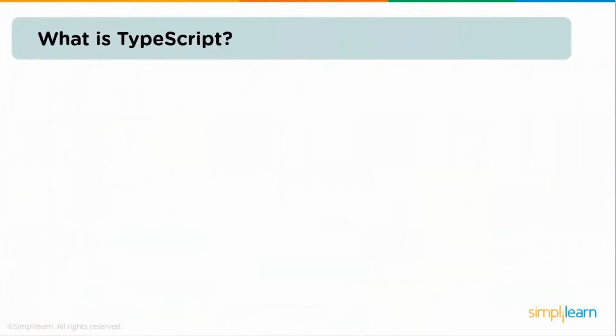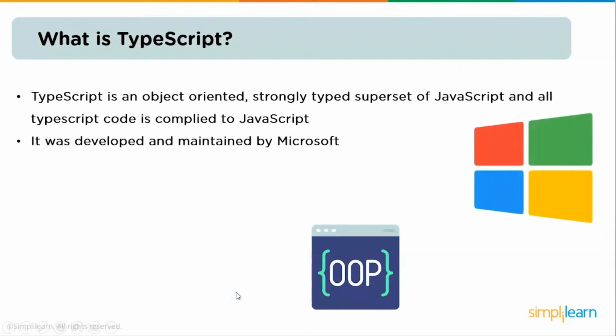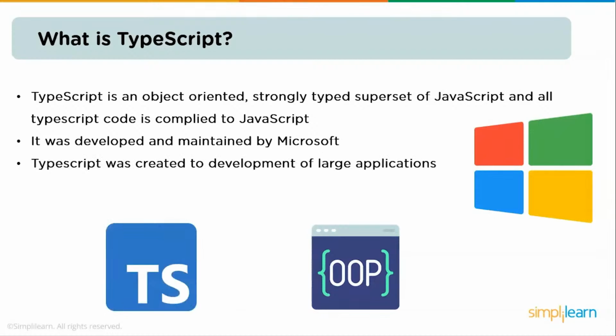What is TypeScript? TypeScript is an object-oriented programming language. It is a strongly typed superset of JavaScript, and all the code of TypeScript is compiled to JavaScript only. It is developed and maintained by Microsoft. TypeScript was created to develop large applications. It is mainly used to simplify the JavaScript code so that it can be read and debugged easily.